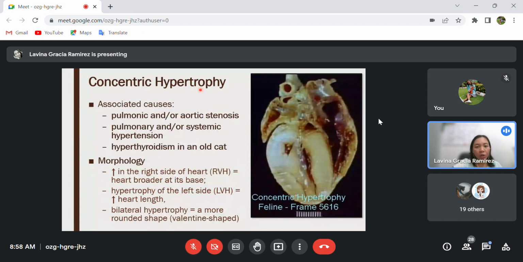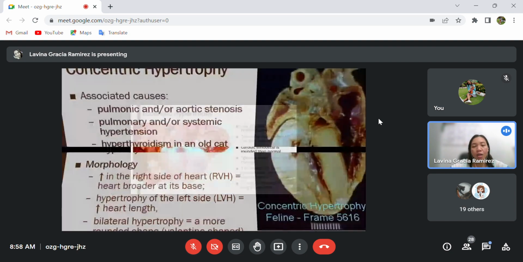It already reflects an enlarged heart. Okay, those Valentine hearts. Especially when both sides become enlarged, it looks like that. Okay, that is an abnormal heart, in terms of the hypertrophy reaction.